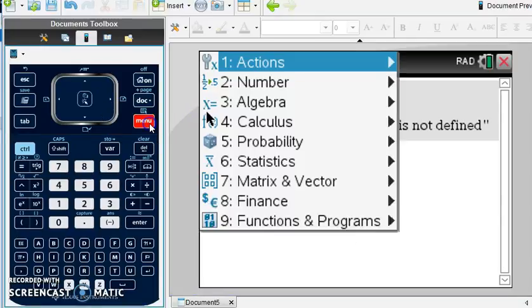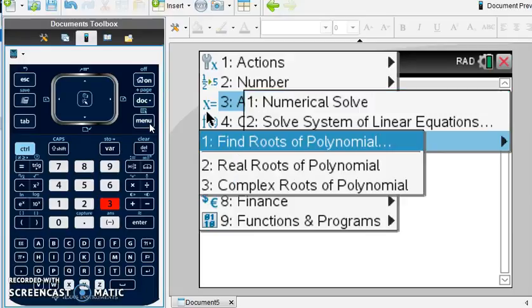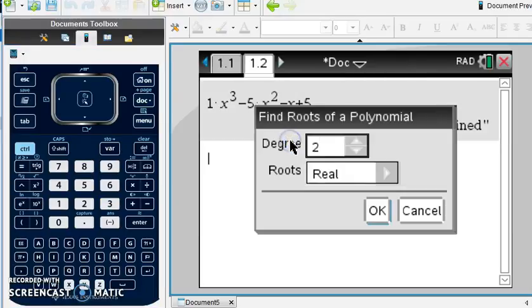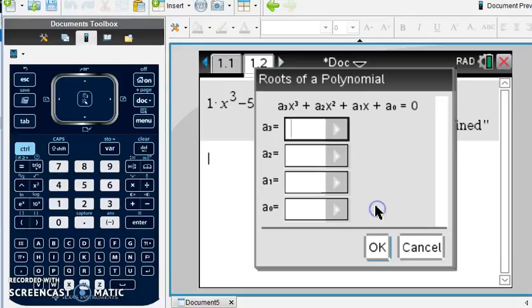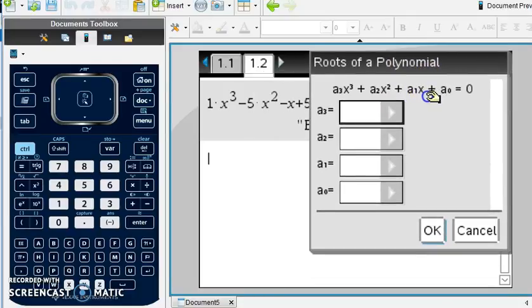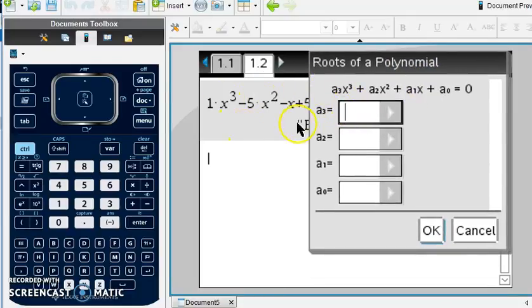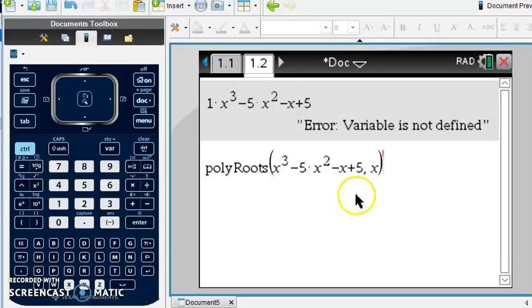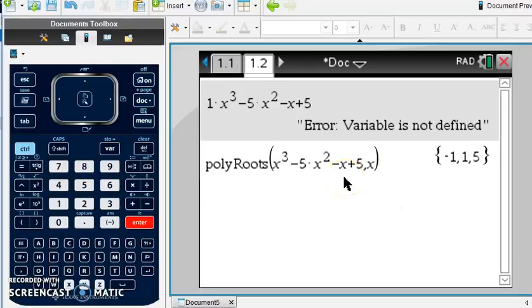I'm going to do Menu, 3 Algebra, 3 Polynomial Tools, 1, find roots. Let's assume the roots are real for right now to get started. Third degree. So I have to change the degree here to be a 3. I hit OK, and my roots there are, I'm going to use the coefficients in front, 1, -5, -1, and +5. When I hit OK, hit enter, and there are my 3 possible solutions. -1, +1, 5 are all roots or solutions to that polynomial.